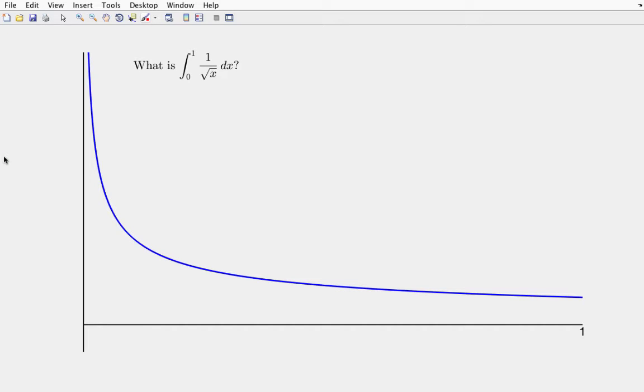Hello everyone. Let's analyze. So what is the integral from 0 to 1 of 1 over the square root of x? Is it anything?